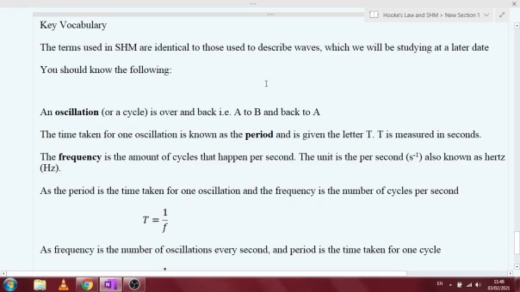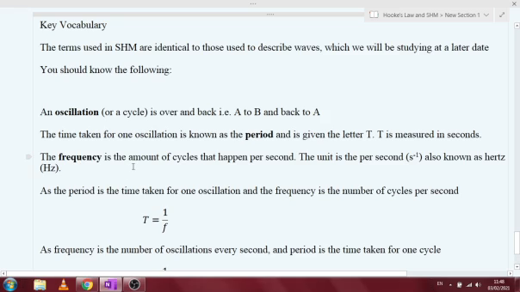As we analyze this motion over and back, we would like to have terms and expressions and quantities so we can measure all of the things and understand a given problem. So the time taken for one oscillation is known as the period, and that's given the letter T. T is measured in seconds as it's a time. Going over and back, A to B and back to A, that's the oscillation. How long that takes, that's the period.